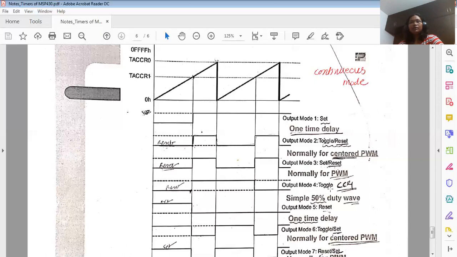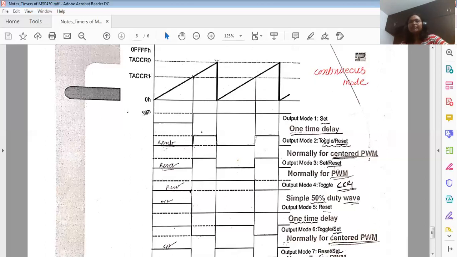Then mode 4 is the toggle mode. In the toggle mode, initially output is reset. When it is equal to CCR1, output will be set, and it will be set till the TAR value is again equal to CCR1. Then again output will be toggled, that is it will be reset. So this process will go on and you will get a different kind of waveform. Which mode you have to use depends totally on your application. The requirement of your application will decide the mode to be used.